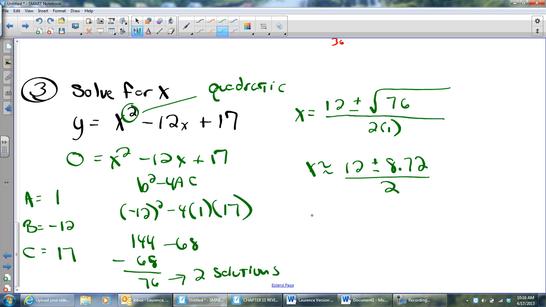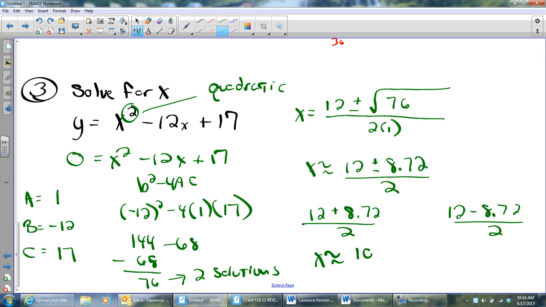So my two solutions are going to be at 12 plus 8 and 72 hundredths, divide by 2, and then 12 minus 8 and 72 hundredths, divide by 2. So 12 plus 8.72, divided by 2, ends up with one solution. x is approximately equal to 10.36. You could call it 10.4. And the other solution, 12 minus 8.72 divided by 2, is going to be approximately 1.64.